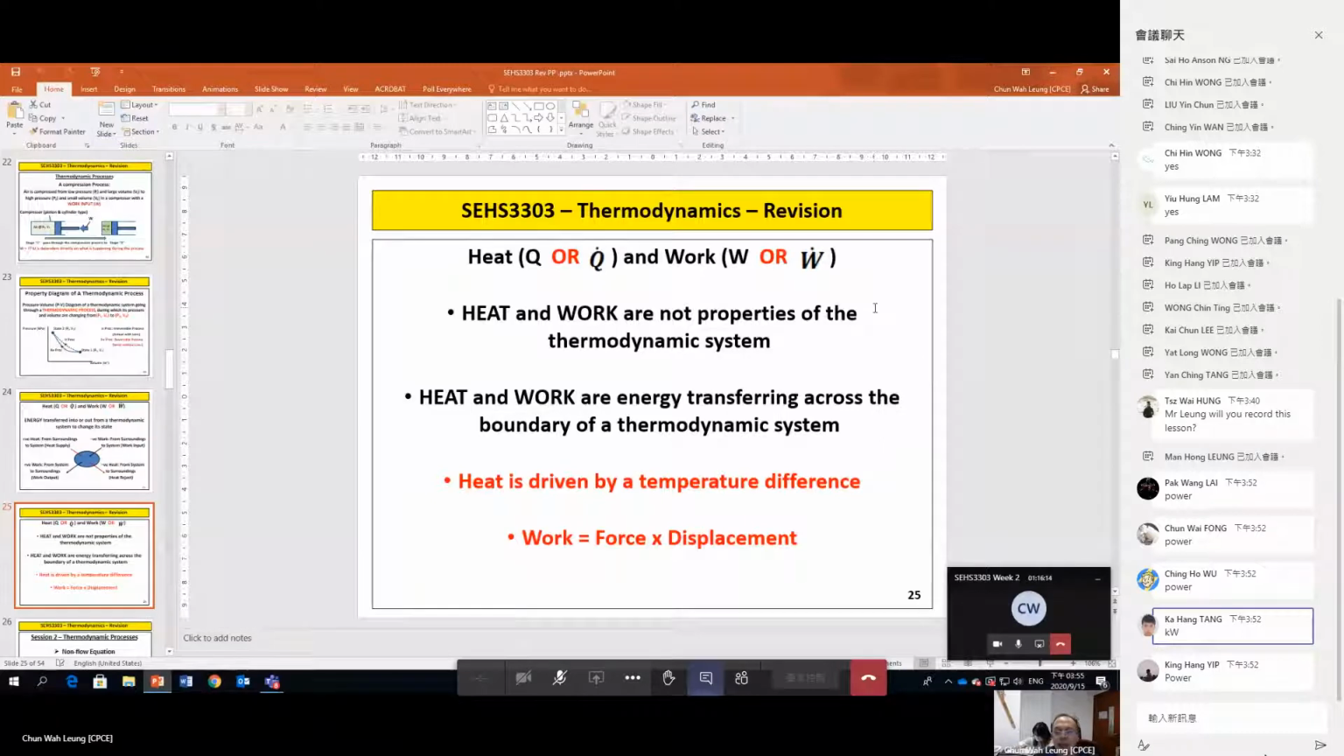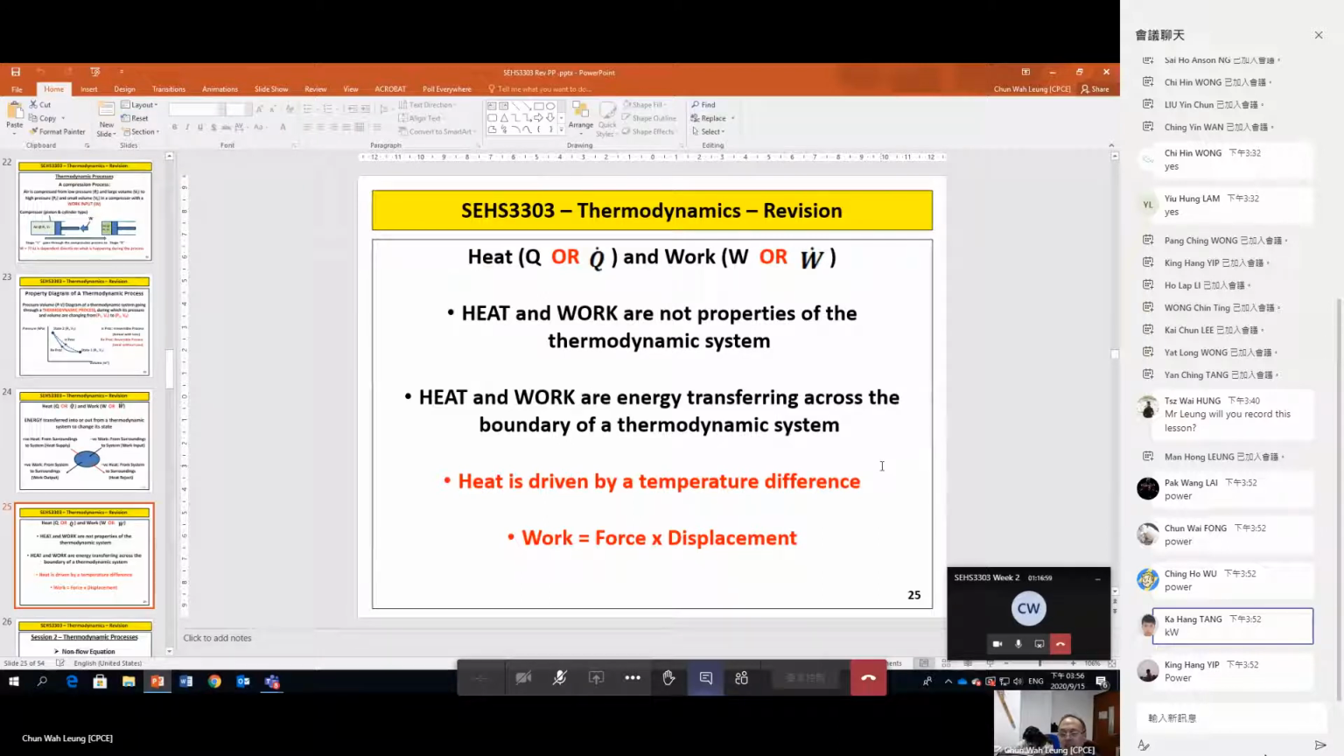Now, heat and work are all the energy transferred during the process. Therefore, they are not properties of the system. We only have 6 properties of the system that we usually use: pressure, temperature, volume, internal energy, enthalpy, and entropy. Heat and work, no, they are not properties, right? They are the energy that can be transferred across the boundary during a process.